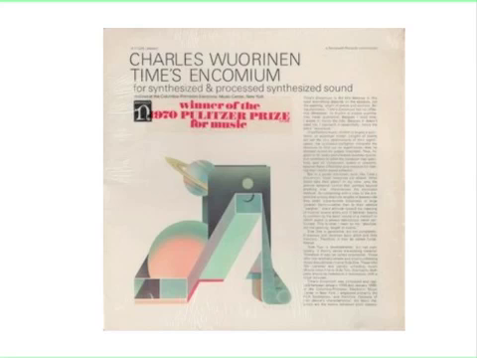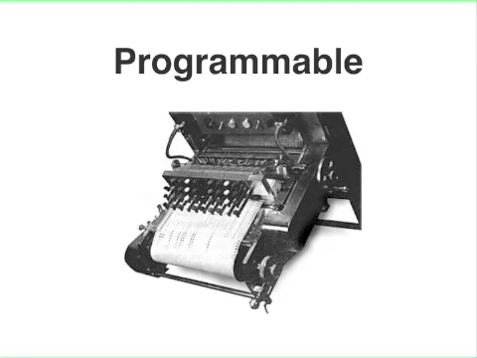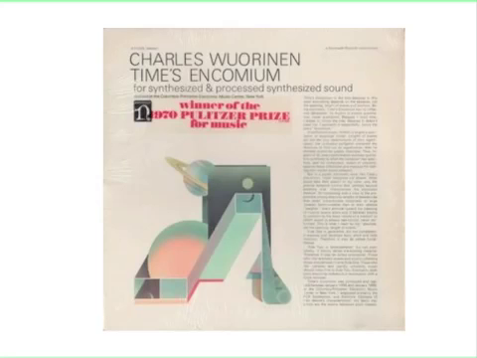musicians. And a well-known piece of music is, I'm not sure of the pronunciation, Charles Wuorinen's Time's Encomium, which was recorded using the Mark II synthesizer, and that came out in 1969, and as the label says, won the 1970 Pulitzer Prize for Music. It's an interesting piece. It's quirky.